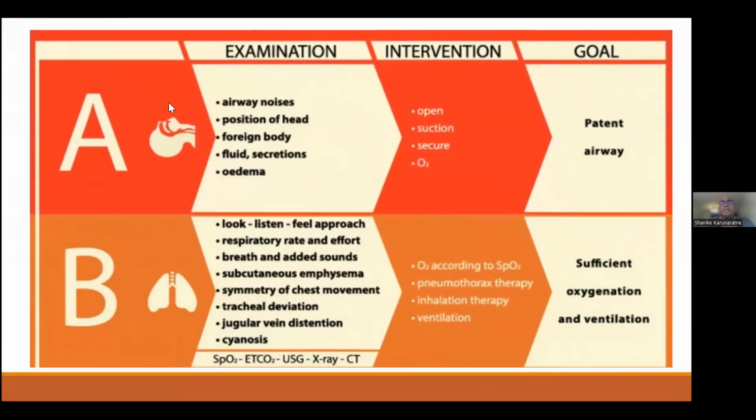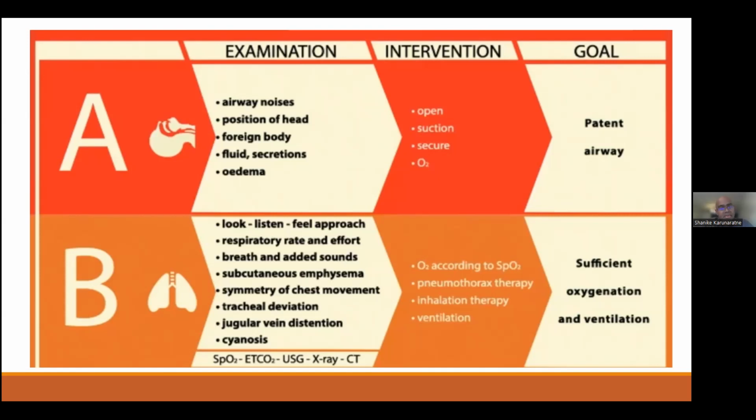In A, we just go and talk to the patient and get an idea whether the patient can talk with you. If the patient can talk, that means the patient has a patent airway. If the patient can't talk and has a lot of noisy breathing, or a lot of secretion, then you should always open the airway, do some suction, secure the airway, and give oxygen.